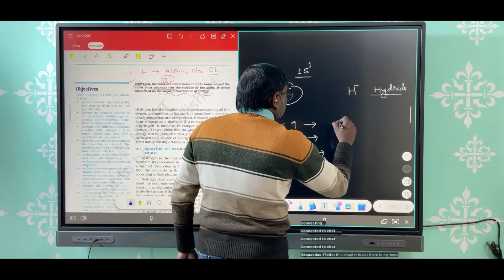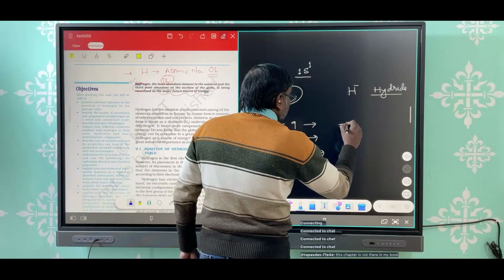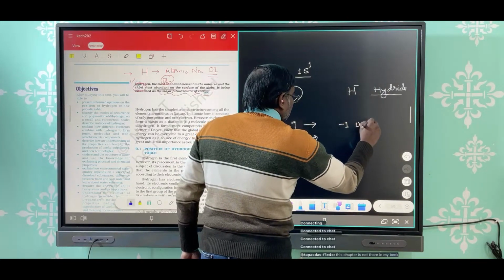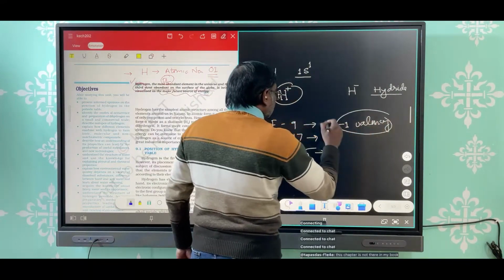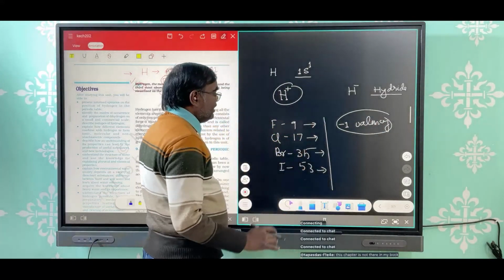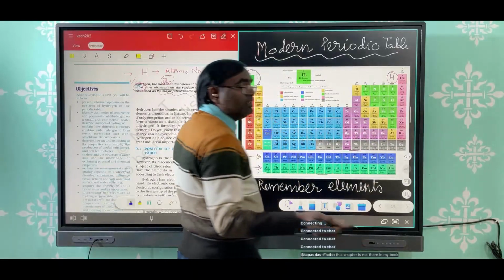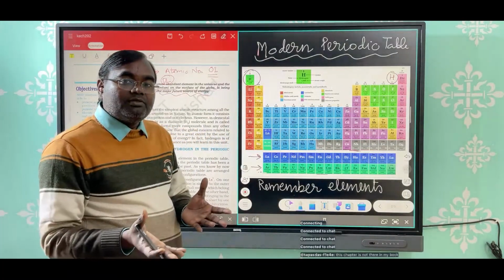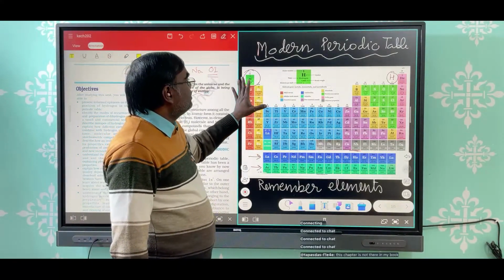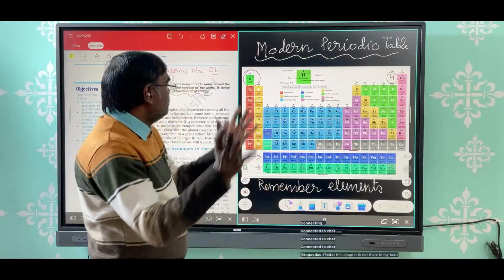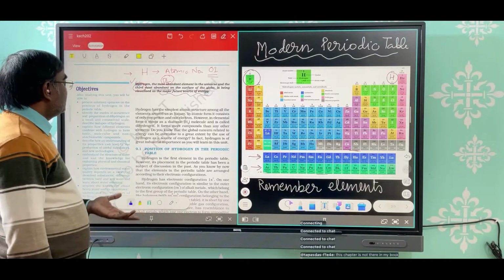They will have the negative one valency. All these elements have the negative one valency, and hydrogen is also capable of having the negative one valency. That's why it is kept at the top of the periodic table at both places. So there is a good debate over this, and this makes hydrogen a unique element.